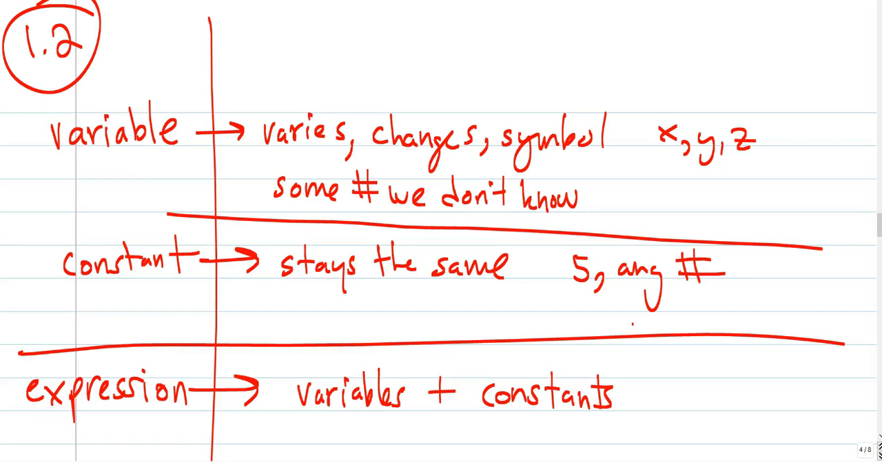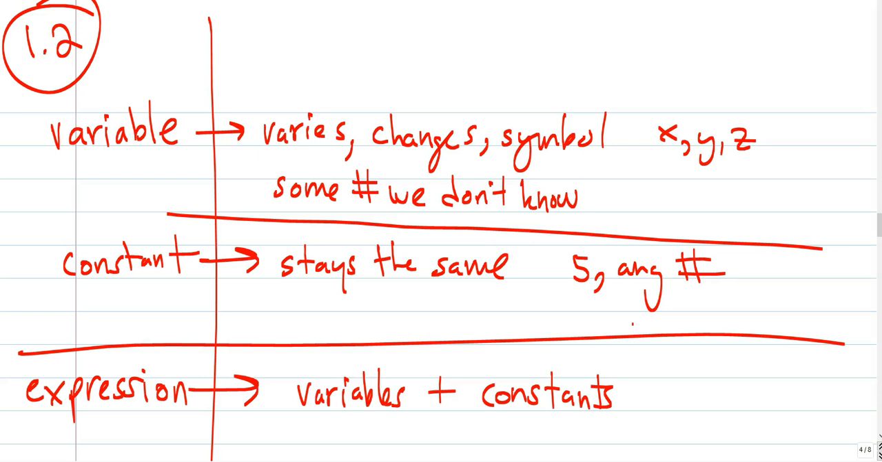1.2, go ahead and start copying this down, but 1.2 starts us with some definitions. So the idea is that you need to know what a variable is, okay? Well, a variable, literally, you can go to the meaning of the word. It's something that varies. A variable, it varies. It changes. In mathematics, we use a symbol for that. An X, Y, Z, it stands for some number we don't know.